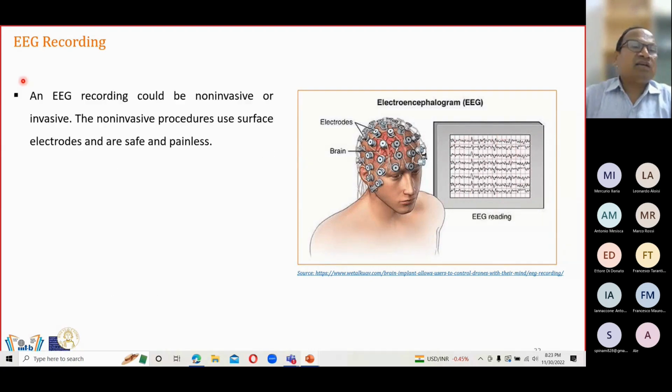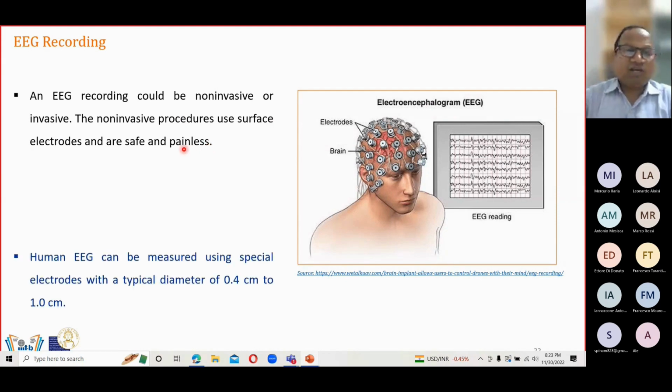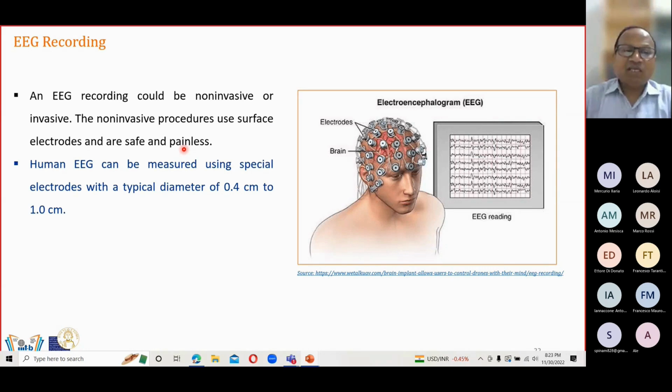EEG recording could be invasive or non-invasive. The non-invasive procedure uses surface electrodes and is very safe and painless, right? If it is non-invasive, you are not inserting any needle or doing any surgery. No surgery is involved, it is very safe, no pain. So it's a painless method of acquiring or recording the EEG signal.